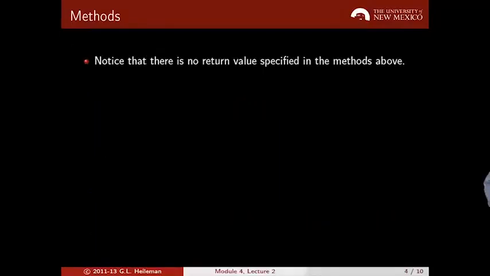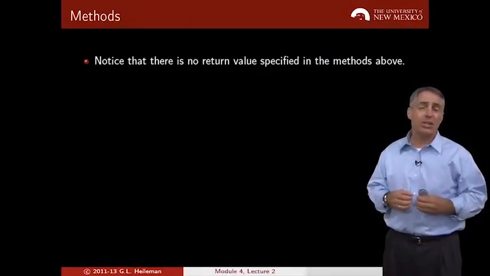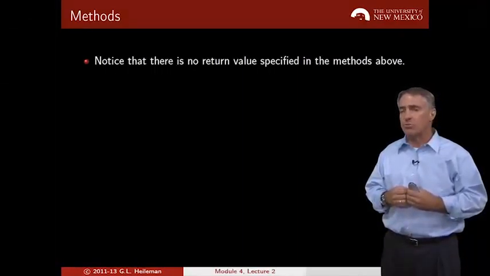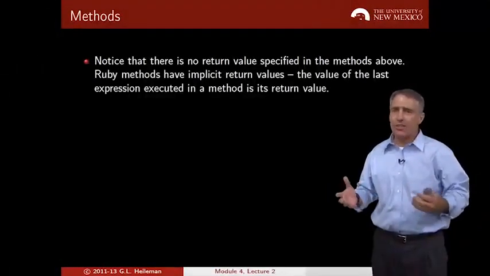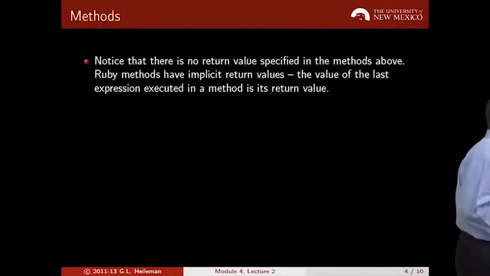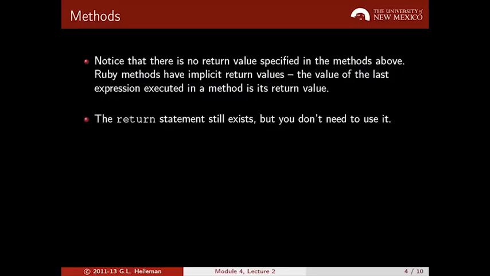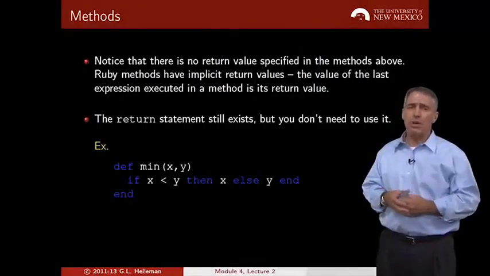Now the other thing that you should notice, maybe by looking at your Rails application already, is that there's no return value specified in these methods or in the methods you see in Rails. Simply the last thing that's executed in a method is the thing that's returned. That's all there is to it. So you don't need to use the return keyword. In spite of that, there is a return statement that you can use if you really feel the need to do so. So here's an example of a very short and readable method that you end up with.